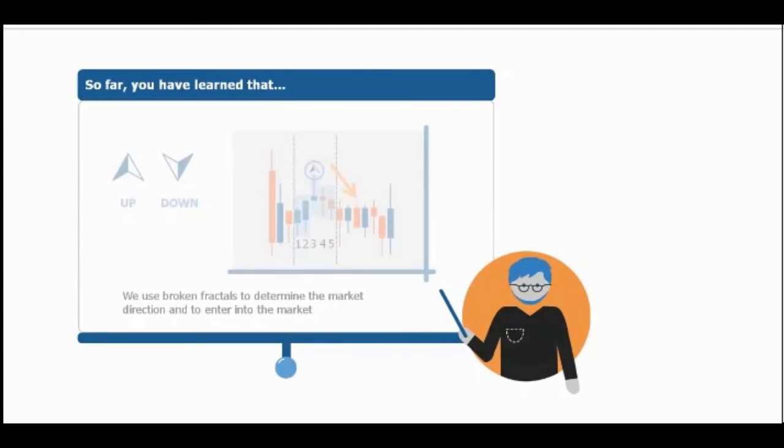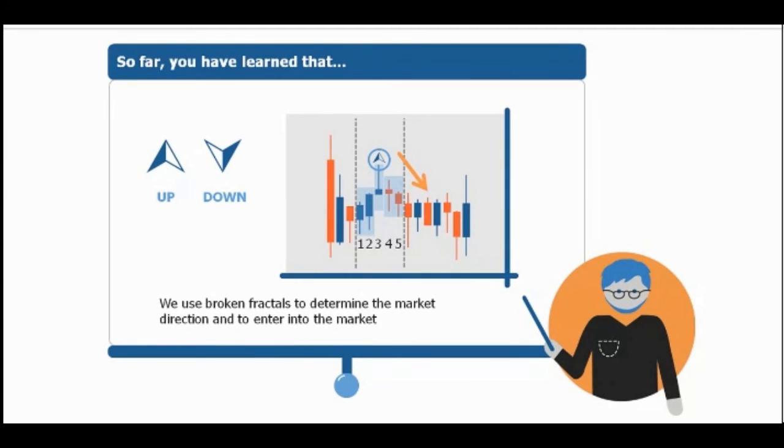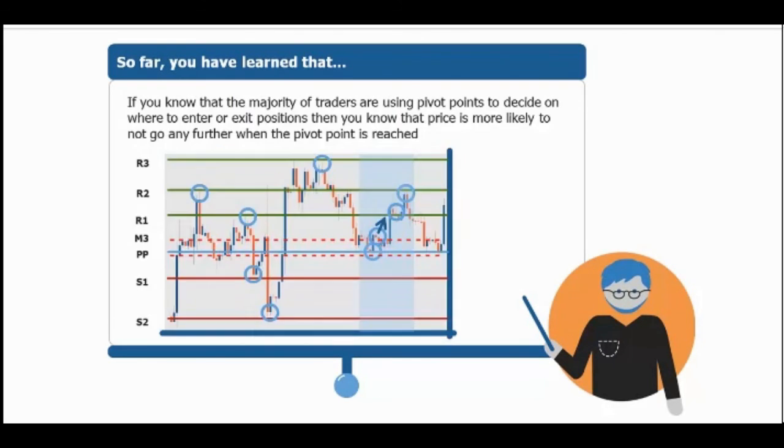So far, you have learned that we wait for a fractal to be broken because a fractal provides a strong signal that the market may reverse. This is why we use broken fractals to determine the market direction and to enter into the market. Pivot points are calculated using the previous day's price action and are used by many traders, including banks and financial institutions, to enter and exit the forex markets.